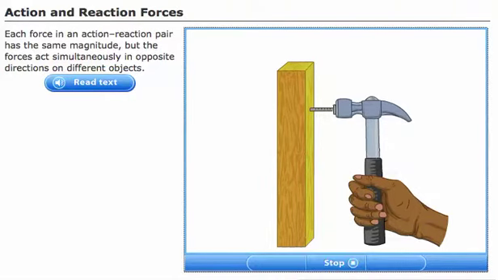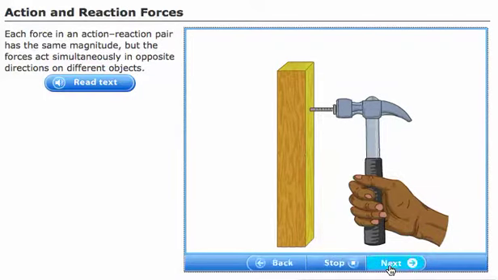Newton's third law states that if two objects interact, the magnitude of the force exerted on object 1 by object 2 is equal to the magnitude of the force simultaneously exerted on object 2 by object 1, and that these forces are opposite in direction.